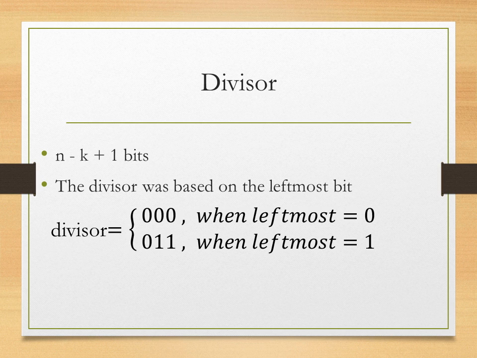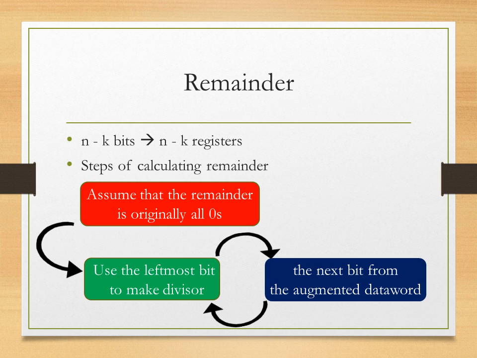Divisor is based on the leftmost bit. When the leftmost bit is 0, the divisor is 000. When the leftmost bit is 1, the divisor is 011. Remainder has n-k bits. These are some steps of calculating remainder.